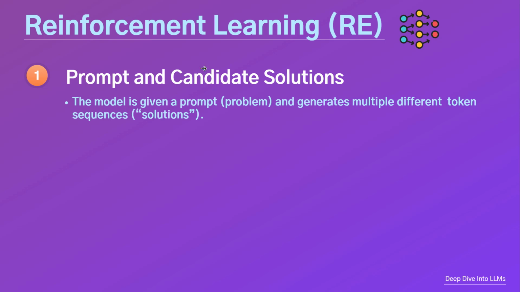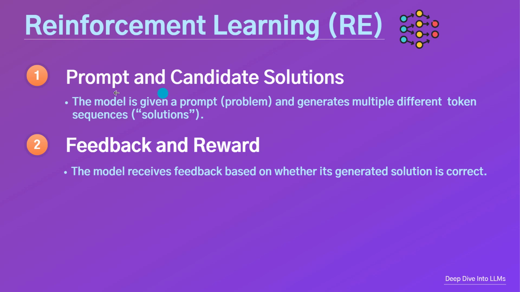Here's how reinforcement learning works for LLMs, drawing on the analogy we used so far. The first step is prompt and candidate solutions. Similar to a practice problem, the LLM is given a prompt, the problem statement. The model then generates multiple different solutions, or token sequences, in response to this prompt. Because these models are not deterministic, each attempt to solve the same prompt can result in a slightly different sequence of tokens.